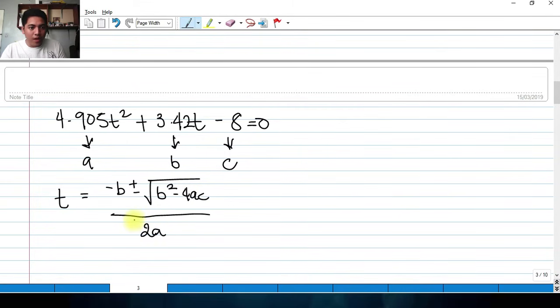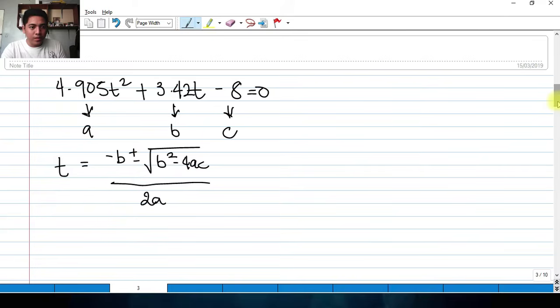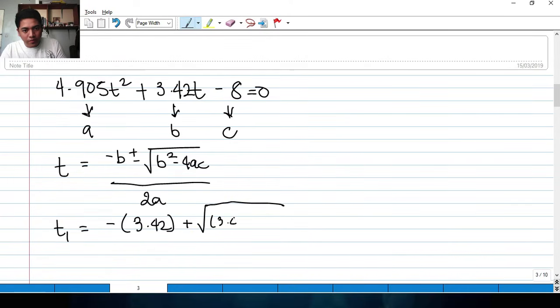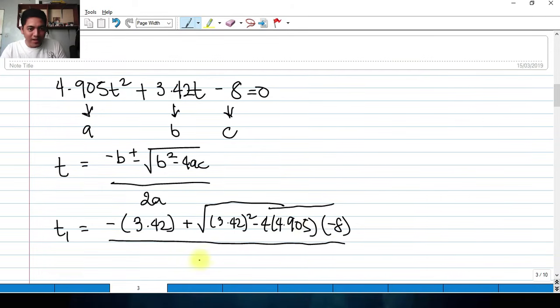Okay? So if we're going to apply this, for example, let's try t sub 1, that is negative 3.42 plus, let's evaluate first the b squared, which is 3.42 squared minus 4 times 4.905 times c, negative 8. Sorry for my bad handwriting. I'm not really used to my digital writer. Okay, Wacom. 2 times 4.905.